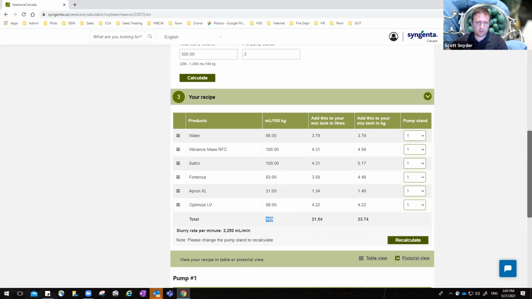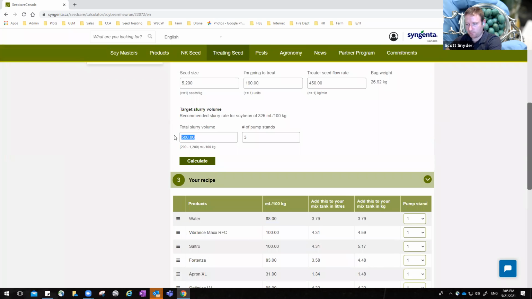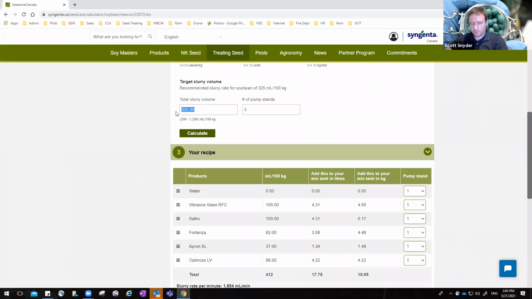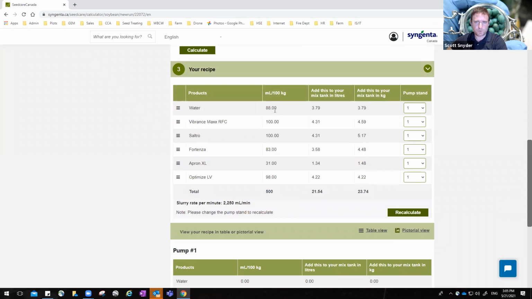Since we had the total of 500, it's calculated how much water we're going to need in here. If we were at 325, we can do that example here. It's going to know we don't need any water because we are already above that 325 for this recipe. We're at 412. But again, for the purpose of example, we'll go with 500 so you can see what it does with water. It's telling you it needs 88 mils per 100 kg, and it's going to tell you the amount in liters and the amount in kilograms.